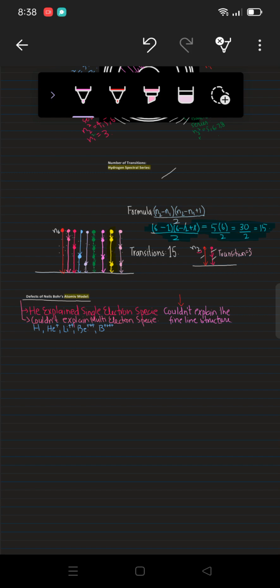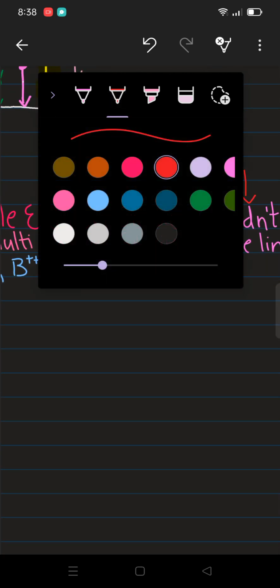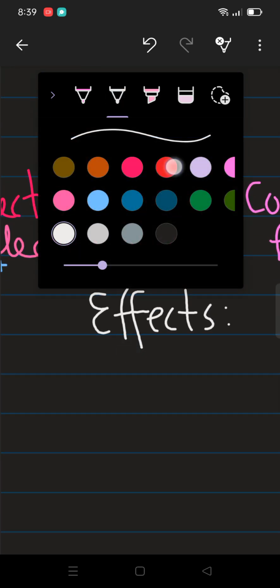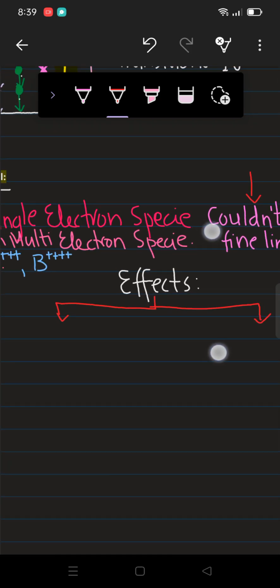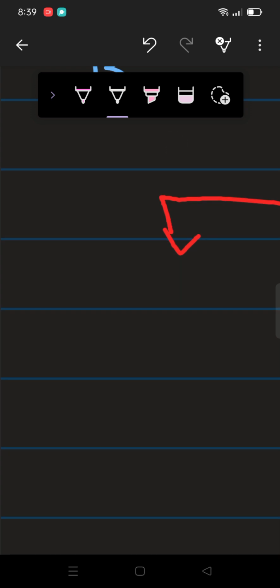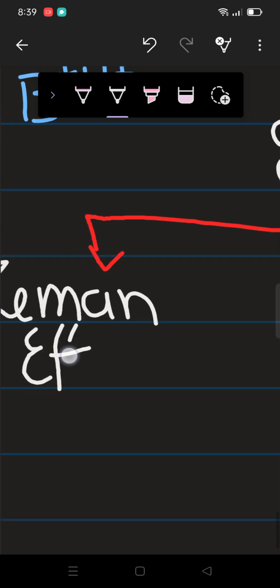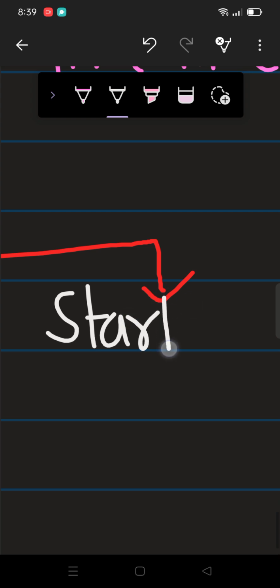The third defect of his model was that he could not explain the Zeeman effect and the Stark effect. There were two effects, right? The first one was Zeeman and another one was Stark. Let me write that too. He could not explain the Zeeman effect and he could not explain the Stark effect as well.